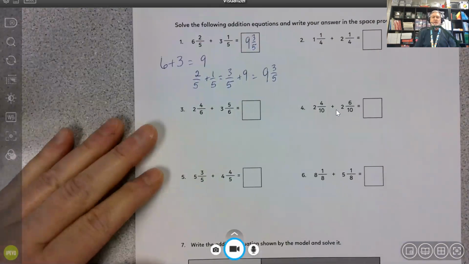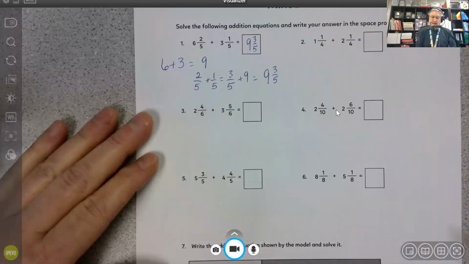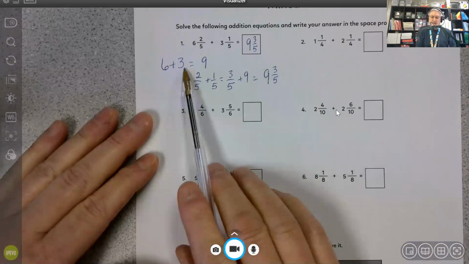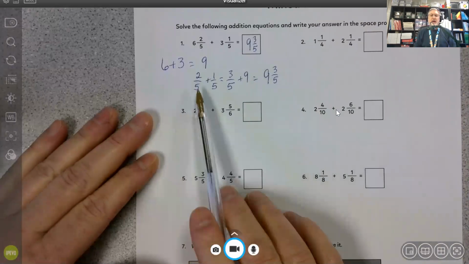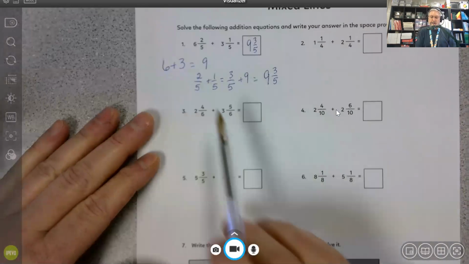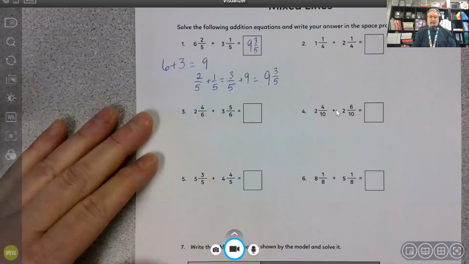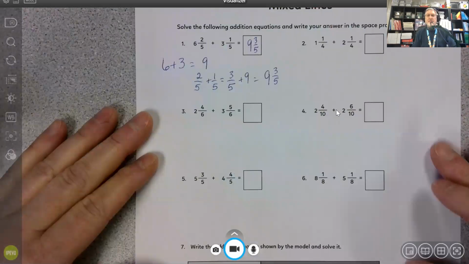We didn't have to regroup or anything. We just pulled out the whole numbers first, and then we pulled out the fractions, and we just add our numerators because the denominator is the same. It's a common denominator.